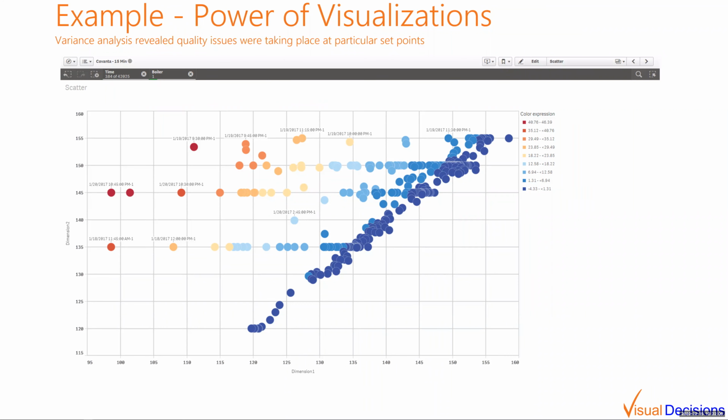This is another example that we did with a power company actually. And what we were able to see using some visualizations of this data was that they were having what they called dents in performance, but they were only having those dents pretty much at certain set points. And so then we were able to work with the engineering team to figure out why were those particular set points generating issues, whereas all the other set points in between weren't having the same types of issues.